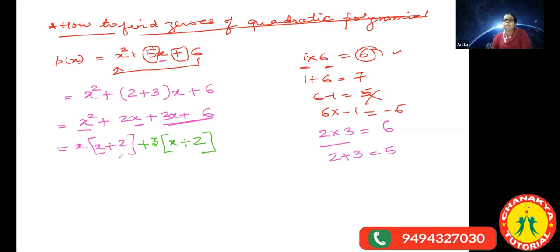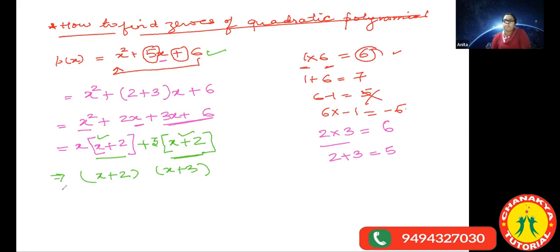Now after splitting the middle term, you should take care of these two brackets. These two brackets should be same. If they are not coming same, that means your middle term splitting or your factorization is wrong. Now here we have got the same bracket. So now next step will be you will write x plus 2 and x plus 3. These are the factors of this polynomial x square plus 5x plus 6.